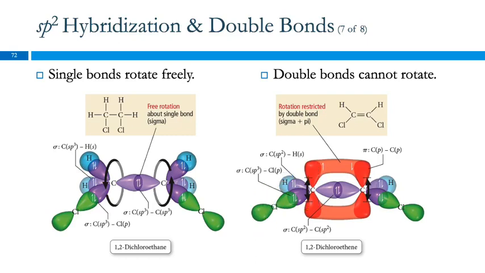And there are actually two separate molecules. They're very, very similar, and yet they're not exactly the same, where you can have the two chlorines on the same side or the chlorines on opposite sides. And they can't go back and forth because of the double bond.